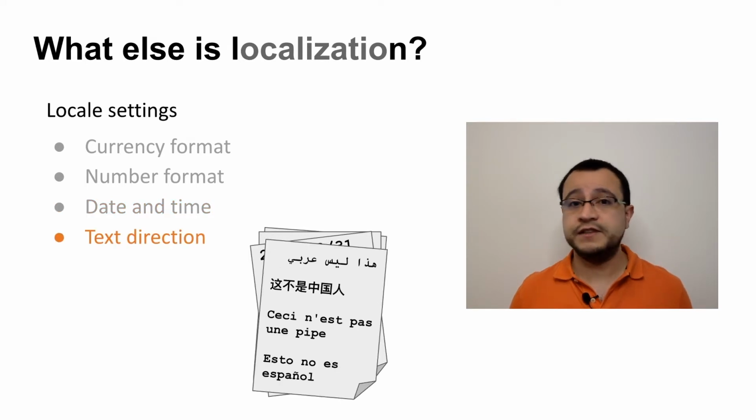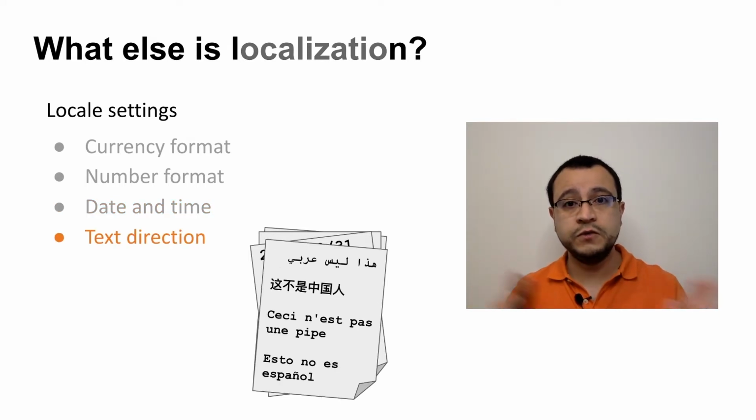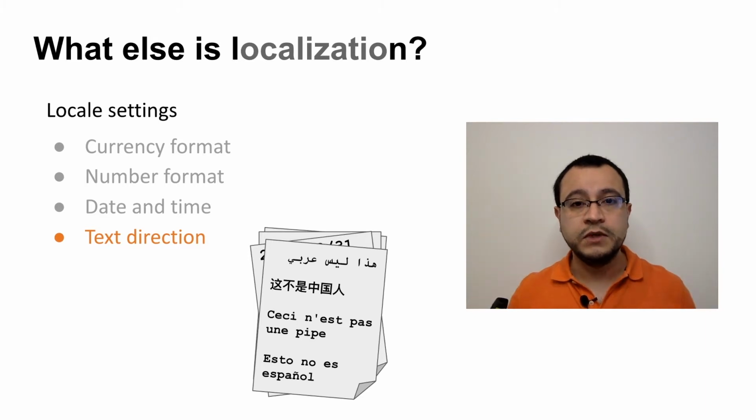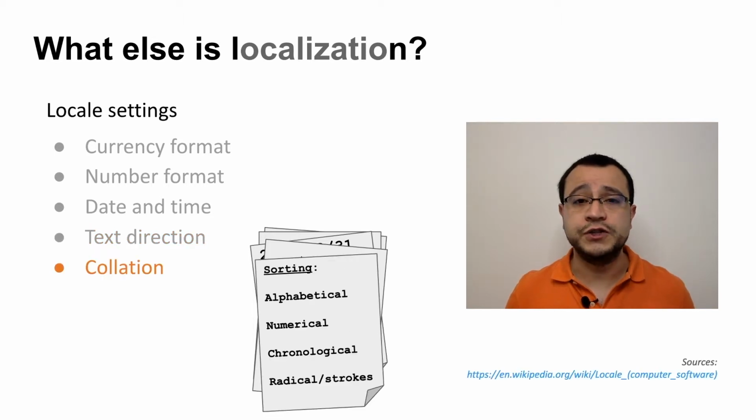Localization is also text direction. Are we reading the text from left to right, from right to left, or from top to bottom? And how are other symbols like numbers interacting with this text in different directions? Finally, localization is also collation. This means how do we order the different elements, characters, and symbols for a given language?